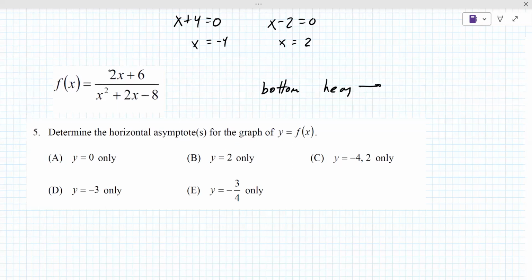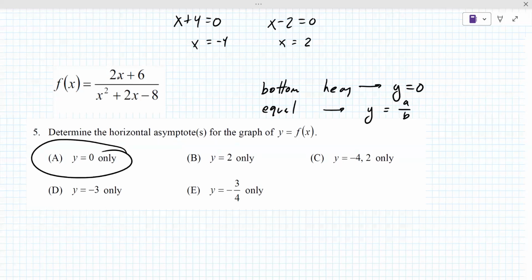The power determines just how heavy the top or bottom is. If it's equal, that's when you have to use a ratio. It's y equals a over b, where a and b are the leading coefficients, which this one is not, but I can come up with one if you want. This one is 0.